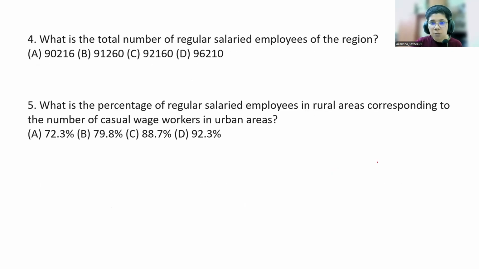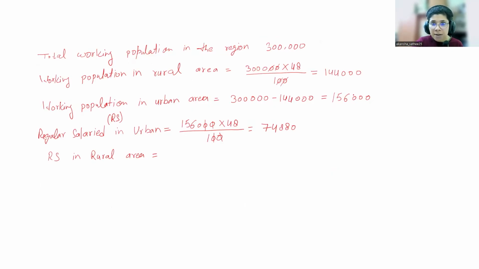Okay, rural population ka 12%. So rural population is this much. 144,000 into 12 upon 100. Again, these 20 will get cancelled with these 20, and you have to do this basic multiplication, and it will come out to be 17,280. This calculation, this basic multiplication you have to do.